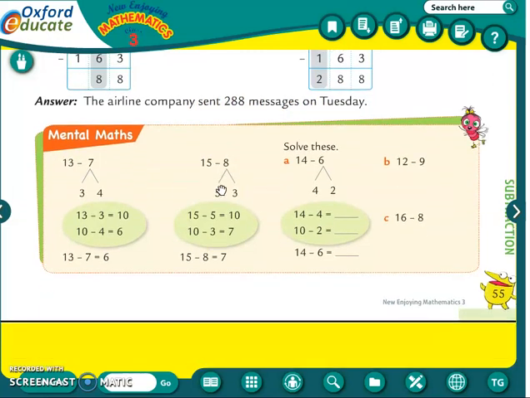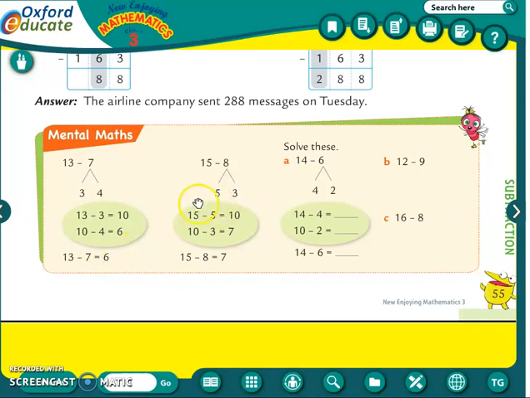Now here is mental maths. 13 and 7. These also we had done before. So what we have to do, we have to divide the second number in two parts. So 13 minus, we had done two parts, 3 and 4. 3 plus 4 is equal to 7. So 13 minus 3 is equal to 10, and 10 minus 4 is equal to 6. So 13 minus 7, the answer will be 6 only.